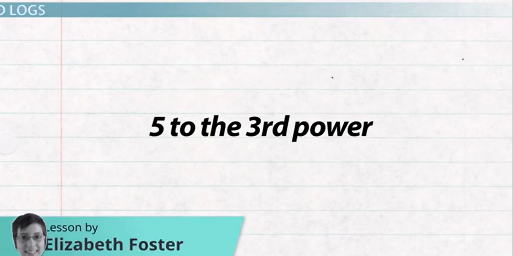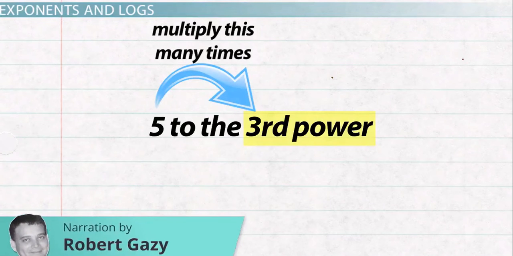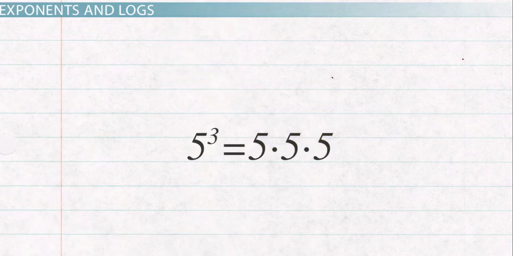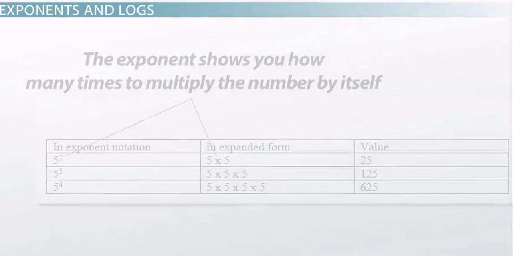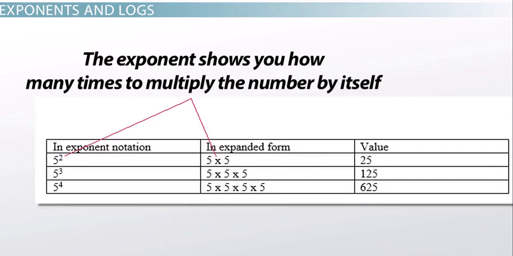What happens when you take a number to a certain power? You multiply the number by itself a certain number of times as dictated by the exponent. For example, 5 to the power of 3 equals 5 times 5 times 5. In general, the rule is that x raised to the y power equals x multiplied by itself y times.